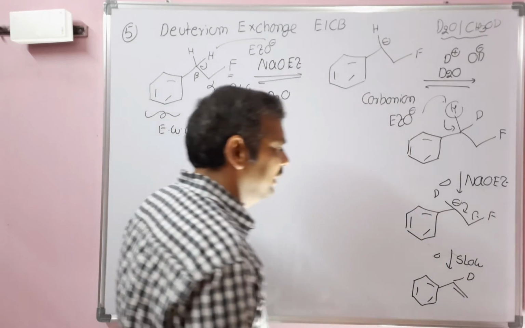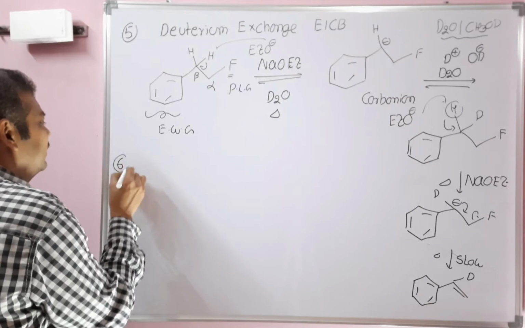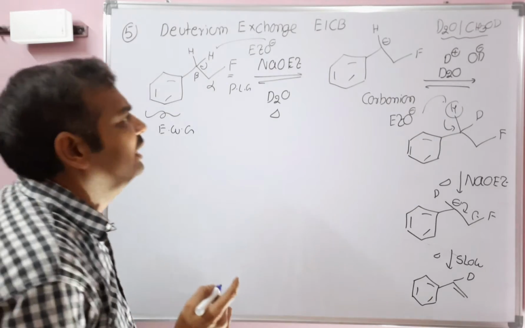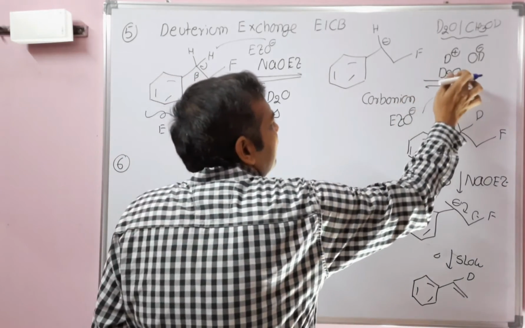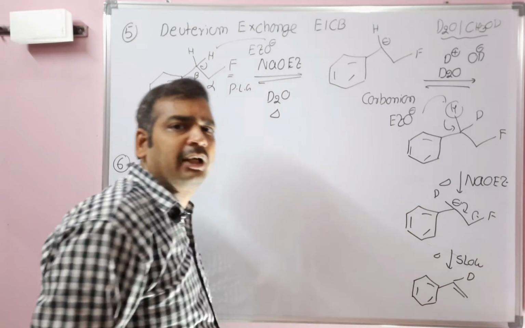Deuterated styrene will be obtained in this case. So you see the next example. There is a possibility here, more chances, since we are running the reaction in D2O. So we are getting a deuterated final compound.